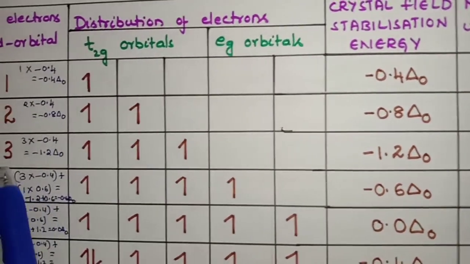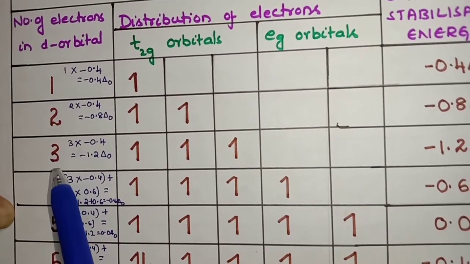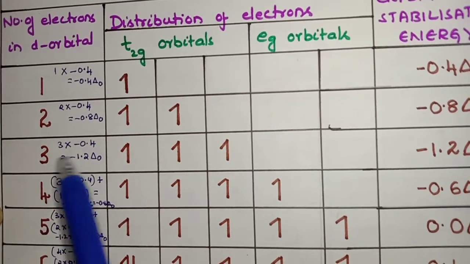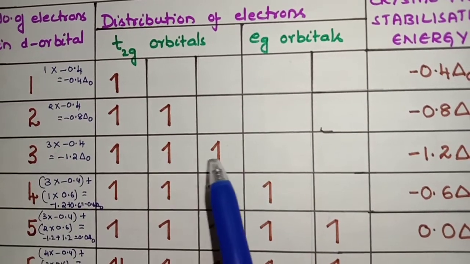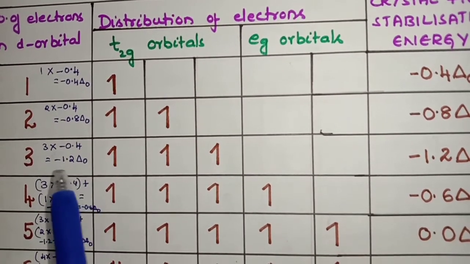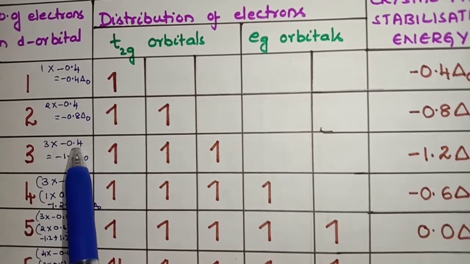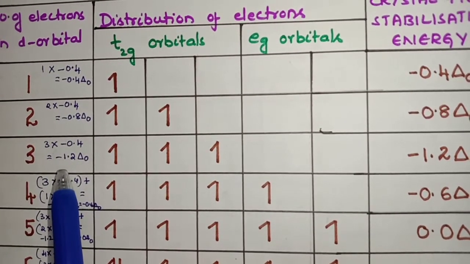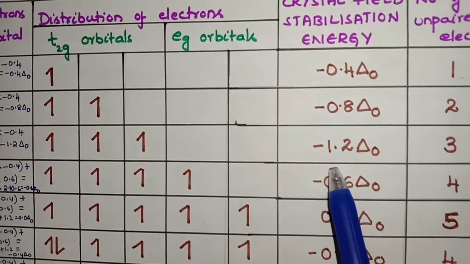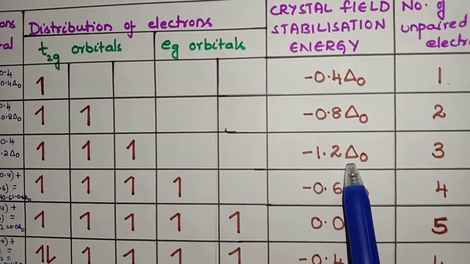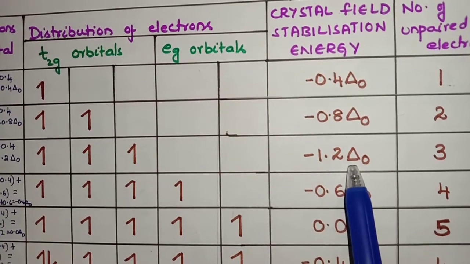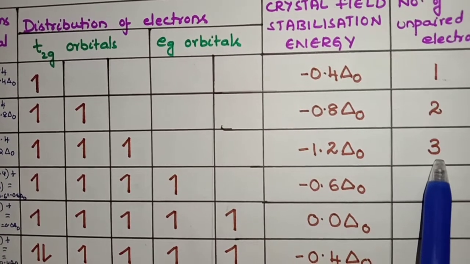Clear? Next, coming to the third point, number of electrons in d orbital is 3. First electron, second electron and third electron. Calculation of CFSE: 3 into minus 0.4. How much is it? Minus 1.2 delta O units. This is what I have written here, minus 1.2 delta O units. So how many unpaired electrons, students? There are 3 unpaired electrons. So this is 3.